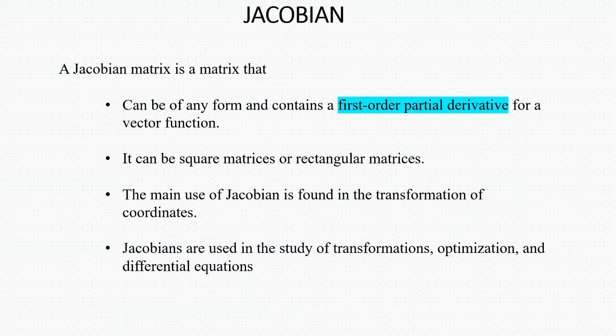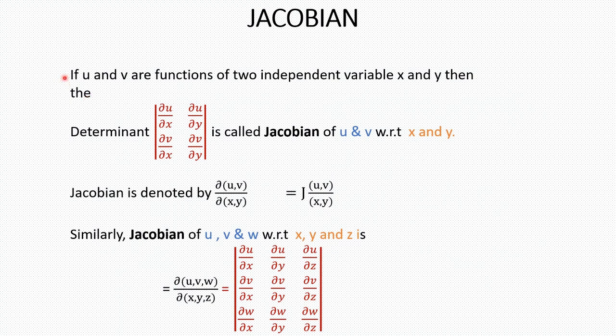Let's understand it clearly. If u and v are functions of two independent variables x and y, then this determinant is called the Jacobian of u and v with respect to x and y. Jacobian is denoted by ∂(u,v)/∂(x,y). It's also written as J(u,v / x,y). Similarly, the Jacobian of u, v and w with respect to x, y and z is ∂(u,v,w)/∂(x,y,z), which is this determinant.